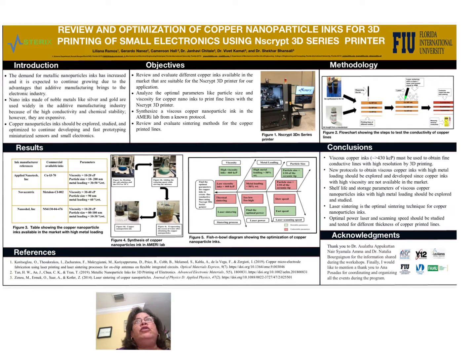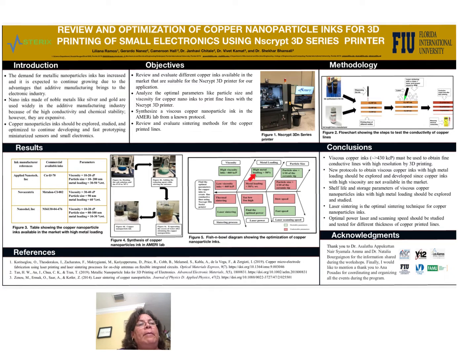Now, in order to obtain a small electronic with high quality, we have to pay special attention to the parameters of the ink that are used for the purpose. And in this case, we have 3 important parameters over here, which are viscosity, metal loading, and the particle size.